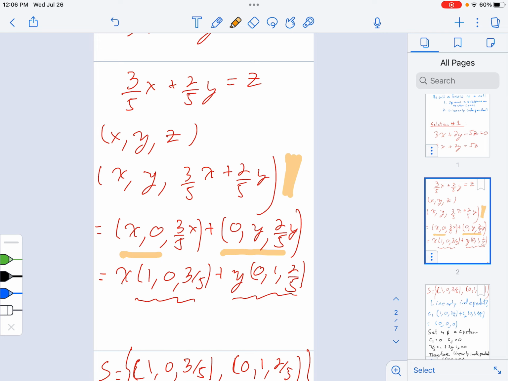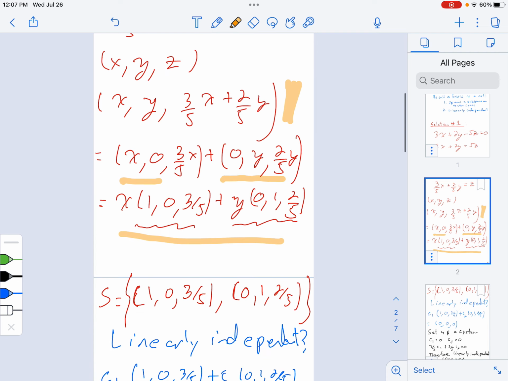The next step after that, over here, I went ahead and factored the x and the y out of that. The reason I did that was because that original set that describes all the solutions to the equation 3x plus 2y minus 5z equals 0 can now be written as a combination of (1, 0, 3/5) and (0, 1, 2/5). So what that's telling me is this would be my basis, the vectors for my basis.